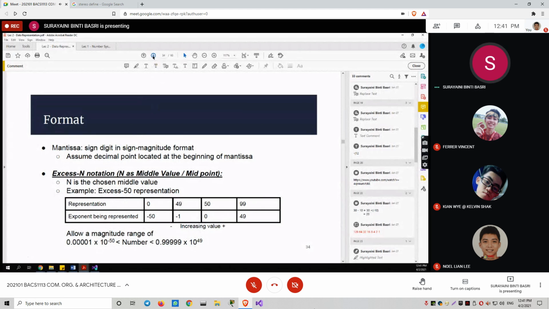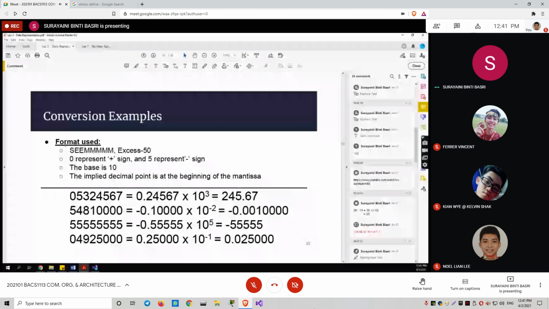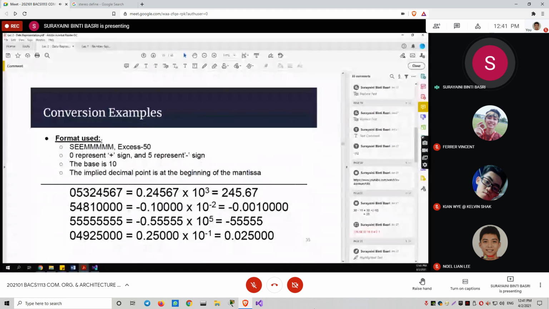Okay, so for this one, this is the conversion example using this format and using the rule of excess 50. We will represent the sign of the mantissa as 0 for positive and 5 for negative. So don't confuse it with the previous sign, because previously it only used 1 and 0, but for now it uses 5 for negative and 0 for positive. The base we use will be base 10, and the implied decimal point is at the beginning of the mantissa.